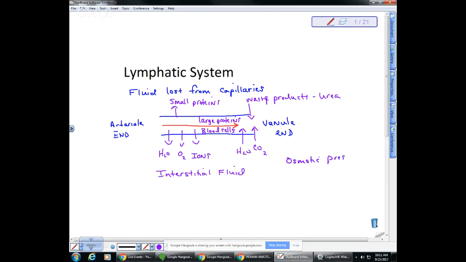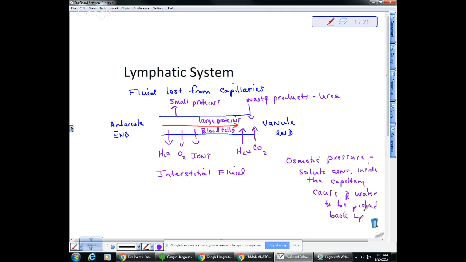So osmotic pressure has to do with solute concentrations. So solute concentrations inside the capillary cause water to be picked back up. Right? Osmotic pressure. So it sucks it back up in.